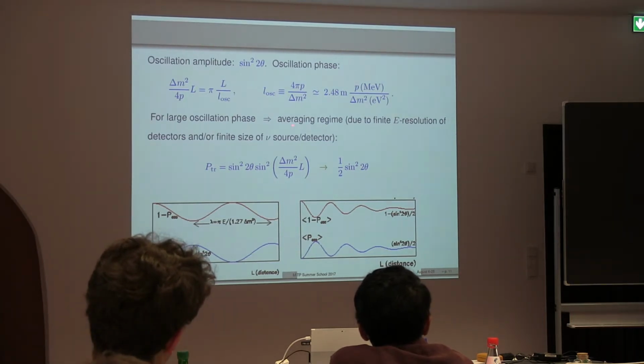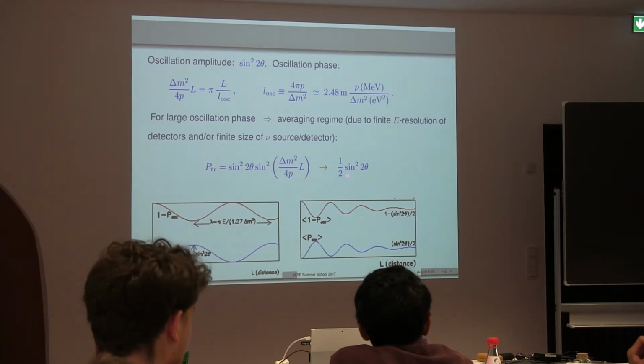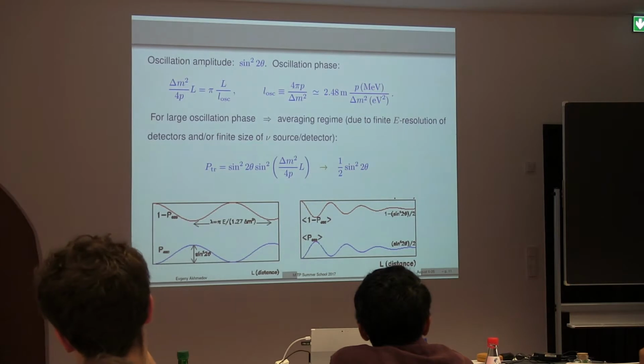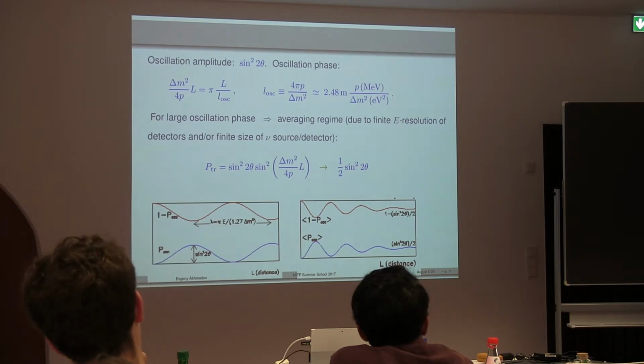And this would mean that we get some averaging. Instead of the transition probability given by sine squared 2 theta times sine squared of the oscillation phase, it will be just 1/2 of sine squared 2 theta, if the averaging is complete. So it is shown here: the survival probability behaves like this, and the transition probability looks like this in this limit.